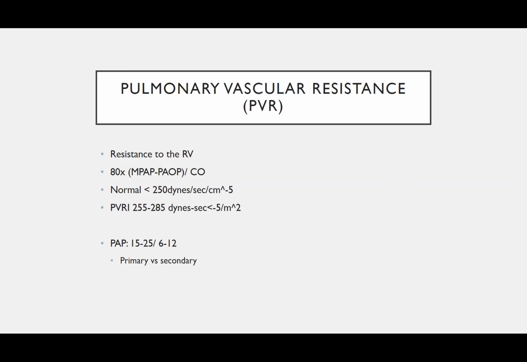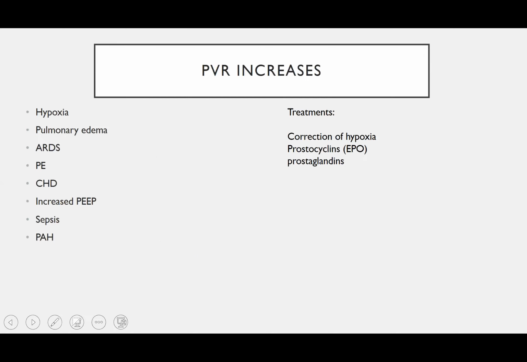Pulmonary vascular resistance, I mentioned this very briefly earlier. I wanted to include the equations and the normal values, but I'm not going to spend a whole lot of time talking about it. The exact same principles that we talked about for systemic vascular resistance apply to pulmonary vascular resistance, just on a different scale. Of course, reasons pulmonary vascular resistance would increase are mostly going to be lung related.